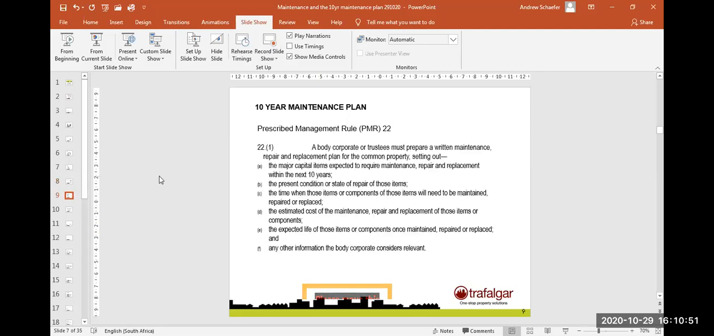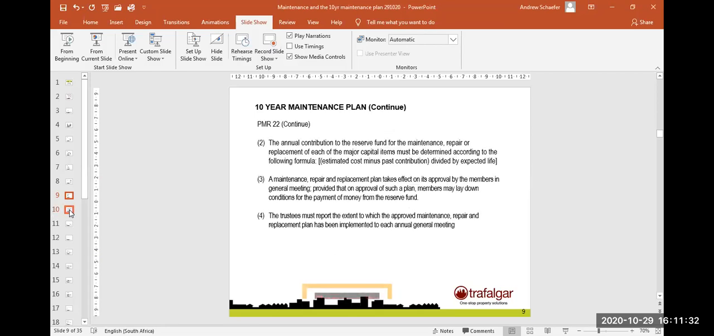So then we just want to show you a little bit about the prescribed management rules. In terms of your prescribed management rules and the requirement for a 10-year maintenance plan, the legislation is very specific of what has to be included, being the major capital items, what their current condition is, the life cycle of those items, the estimated cost. Anything else that the body corporate or the trustees feels relevant can be added to it. But there are those specific requirements, and if your plan does not adhere to those requirements, then it won't be found as compliant. If we can move over to the next slide, Andrew.